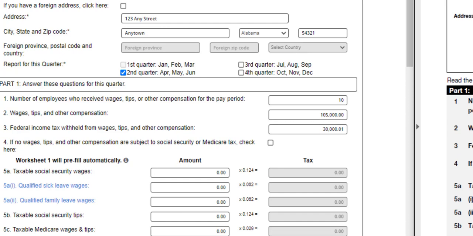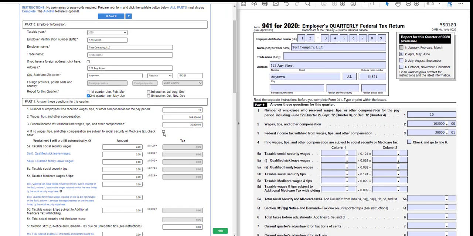Line 4. If you have no wages, tips, or other compensation that is subject to Social Security or Medicare tax, click the box. Notice how the software automatically deactivates non-applicable data fields.